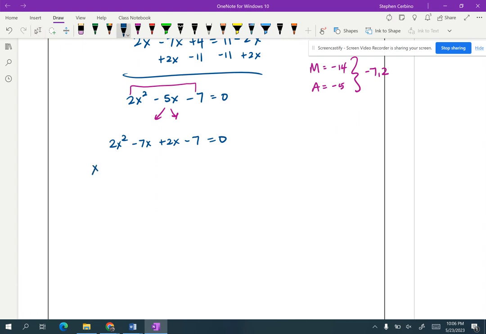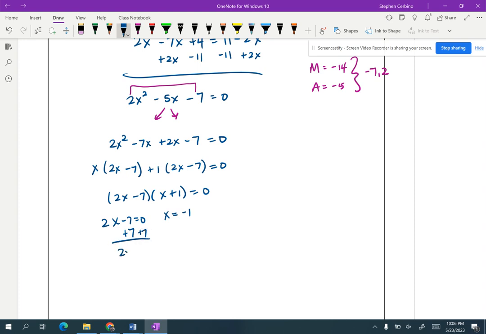We can then do some grouping. x comes out, leaving us with 2x minus 7. 2x minus 7 is what we want, but we still have to take something out of here, so we'll take out 1. Taking out 1 isn't going to change anything, but it's important to have a coefficient to use when we group. So now that both parentheses are the same, we can make our two groups, 2x minus 7 and x plus 1, giving us our answers of x equals negative 1. That's the easy one. 2x minus 7 equals 0 is a little bit more challenging. You might want to do the algebra here. So add 7 to both sides. 2x equals 7. Divide by 2. And we get x equals 7 over 2.